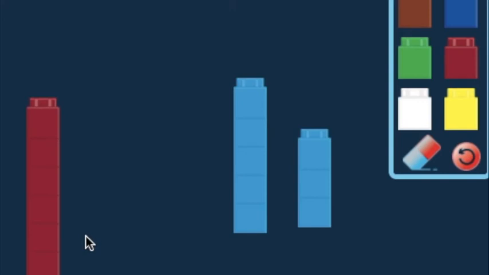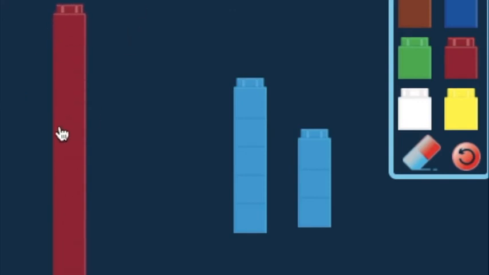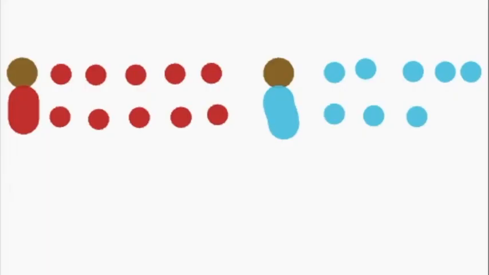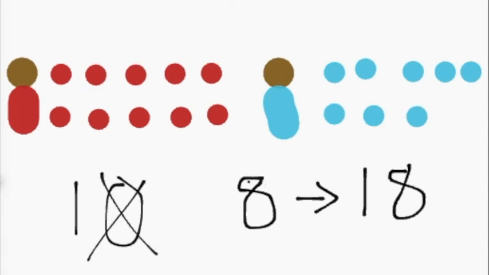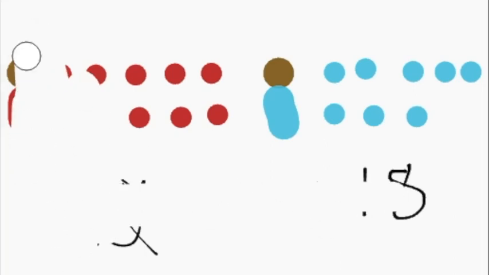So what happens if I write 10, 8? But I squish these numbers together and I make it 18. 10, 8 is 18. What happened? The 0 is gone. It disappeared. But it didn't really disappear. I'm going to show you a cool trick.